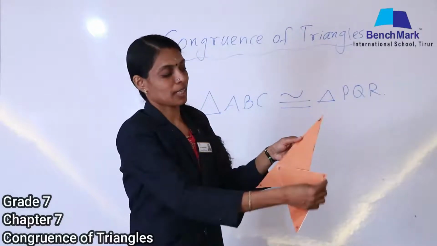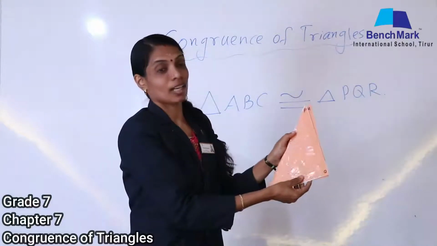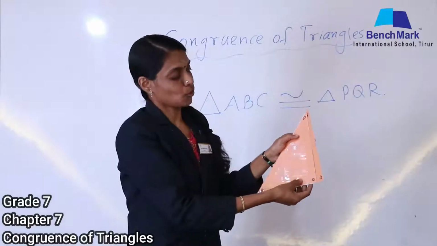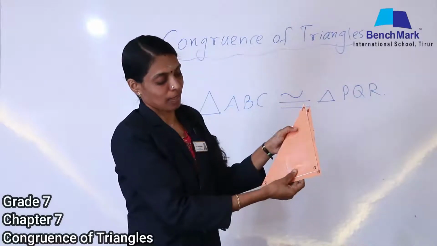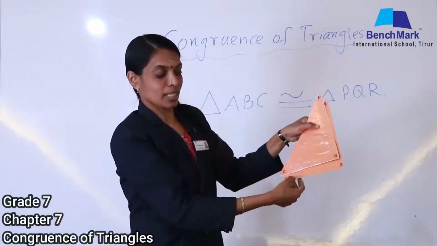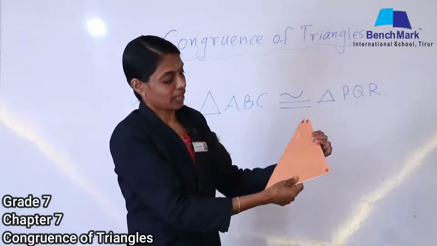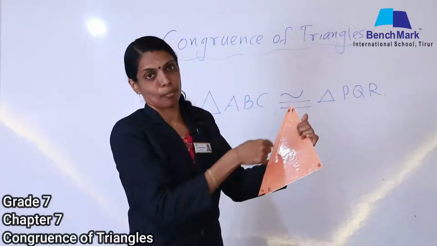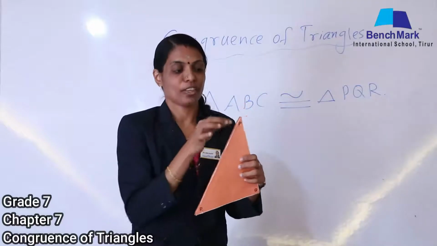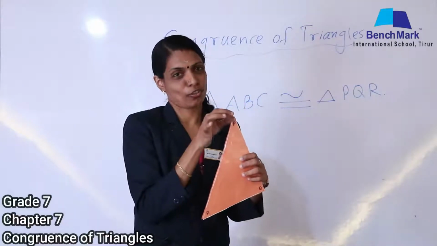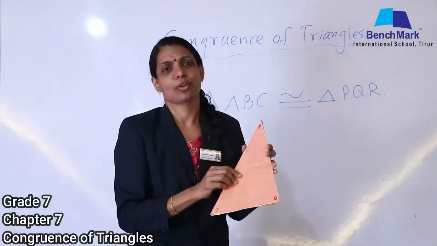If you keep it upside down, it is not getting fixed exactly. That is the meaning of correspondence and its importance. Okay. So, the side AB corresponds to side PQ. Same way you can see that side BC corresponds to side QR, and the third pair is side AC and side PR. So, if you want to say the congruence of two triangles, the first thing is the correspondence of vertices, second is correspondence of sides, and the third is correspondence of angles.